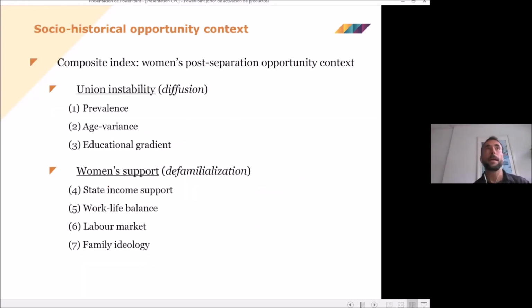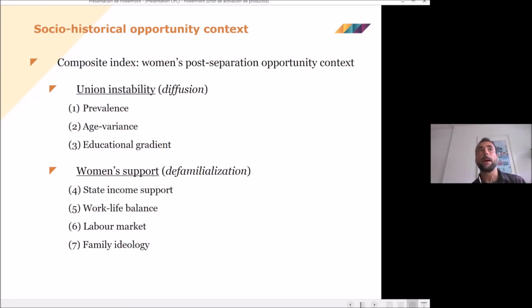In relation to that, and to better guide our interpretation of context heterogeneity, we have generated an index to capture opportunities for family life in post-separation stages. But this is a work in progress, and so far we account for 2 main aspects.